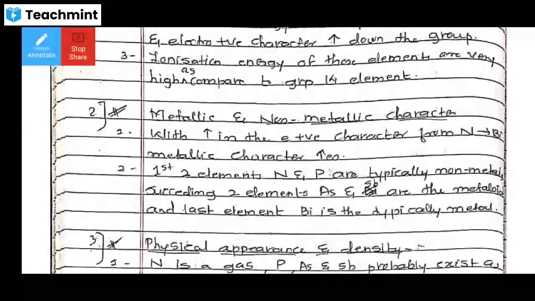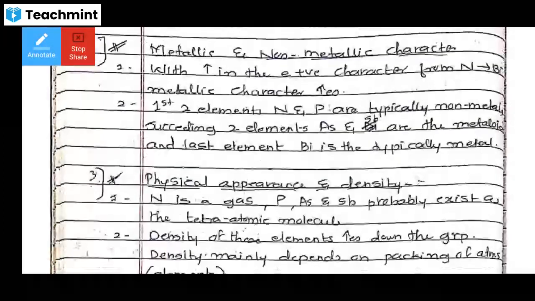The ionization energy of these elements is very high compared to the group 14 elements. Metallic and non-metallic character also depends upon how readily electrons are donated by that particular element. So this depends upon the metallic and non-metallic nature. The remaining parts of this topic we will cover in the next lectures.